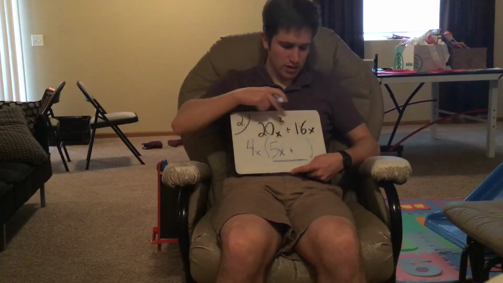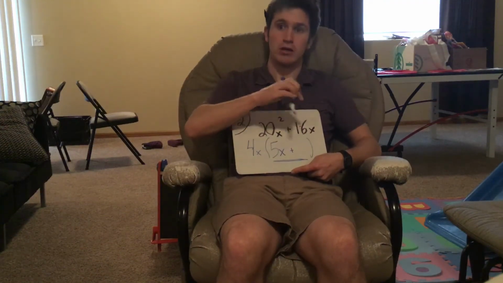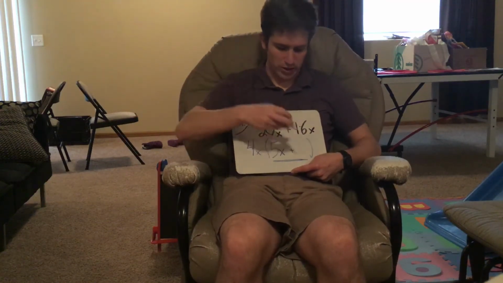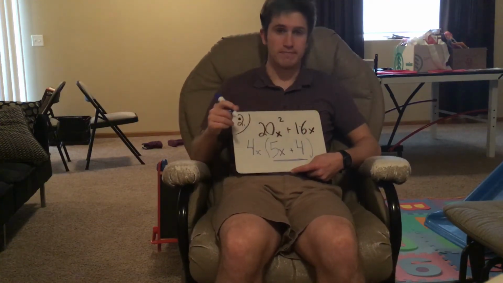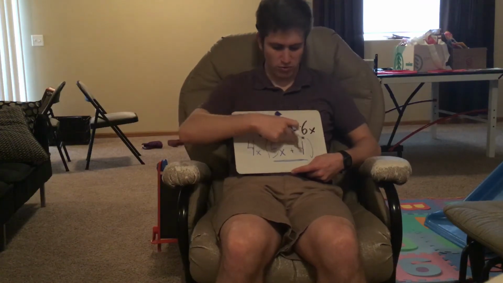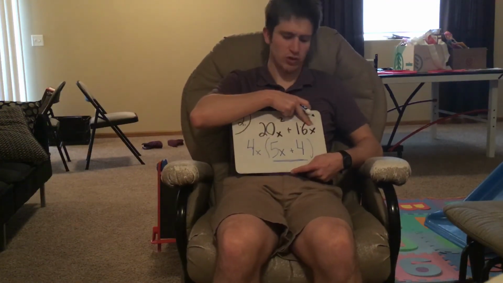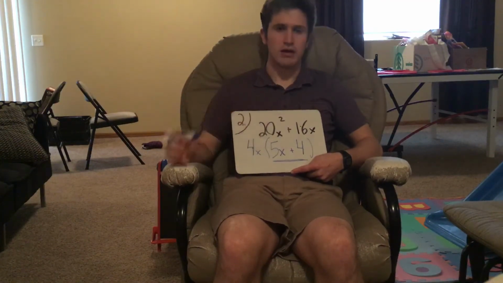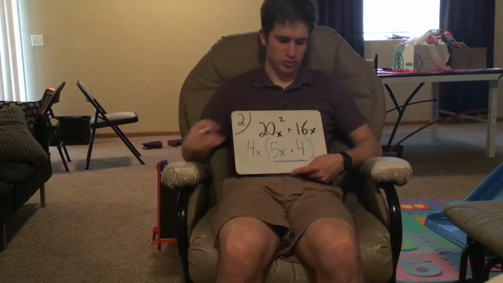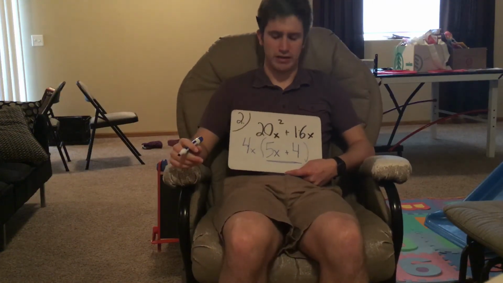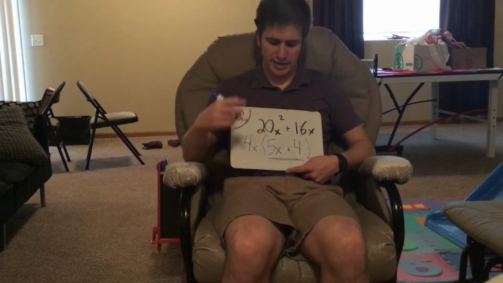Plus, you had 16x, but you pulled out 4x. 16 with 4 pulled out, you just have 4, because 16 divided by 4 is 4. And then I started with a solo x, and I pulled that solo x out, so it's just 5x plus 4 here.